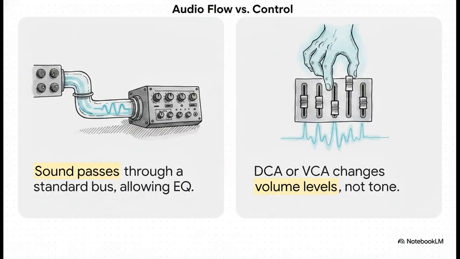Now, the absolutely crucial point here is understanding the difference between standard audio processing and control-only groups, like DCA or VCA faders. With a standard audio bus, the sound actually flows right through it. That means you can slap an EQ or a compressor directly on that bus to really glue those sounds together. A DCA or VCA, on the other hand, is strictly control only. It's kind of like a giant invisible hand moving multiple volume faders all at once. No sound actually passes through it, so you can't put a compressor on it. It literally just changes the volume while keeping your perfectly crafted balance totally intact.